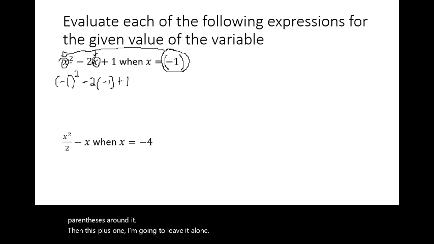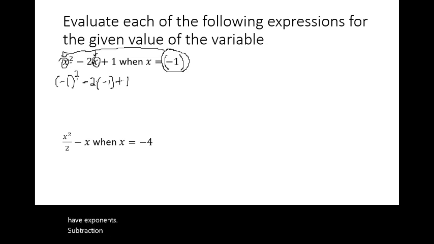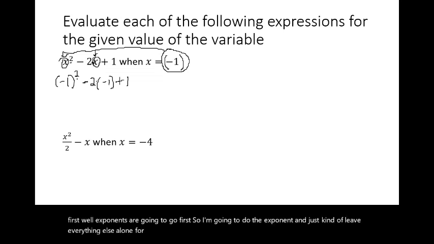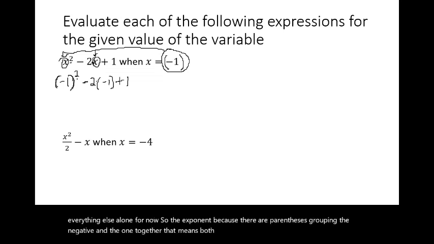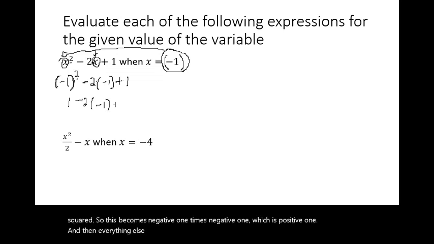And then we have a lot of different operations here. So let's go through. There's nothing to do in the parentheses since the parentheses are just grouping the negative and the 1 together. So I have exponents, subtraction, addition, and multiplication. Of those operations, which one would go first? Well, exponents are going to go first, so I'm going to do the exponent and leave everything else alone for now. Because there are parentheses grouping the negative and the 1 together, both the negative and the 1 are being squared. So this becomes -1 times -1, which is +1. And then everything else I'm just going to leave alone.